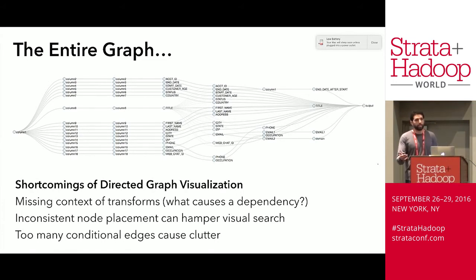So if you're trying to visually scan through this graph and track nodes and how they evolve, it becomes difficult because the placement, again, is determined by the layout and loses the structure of the transformation. And then finally, as I mentioned before, when you have a lot of conditional edges, which happens with things like filters and joins, you can get a lot of visual clutter.